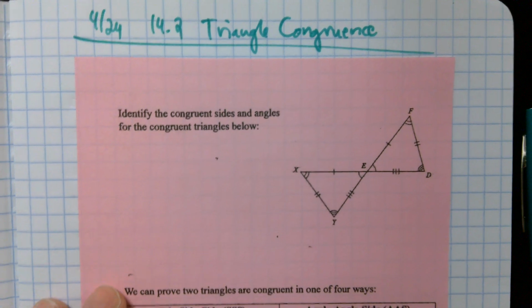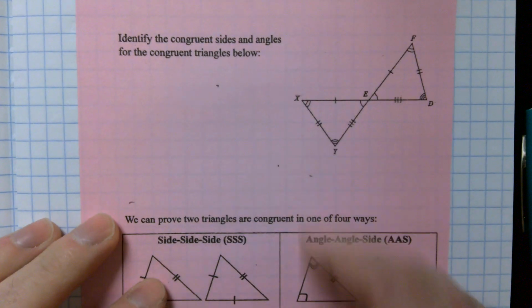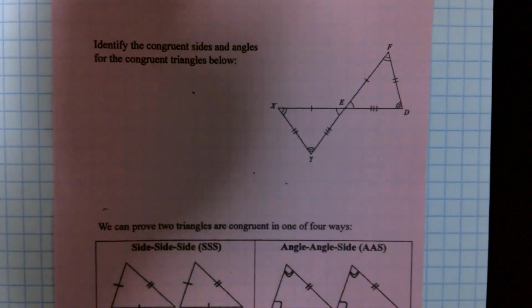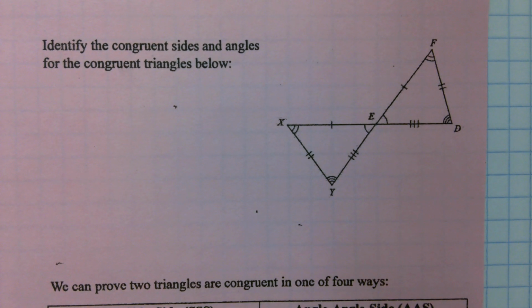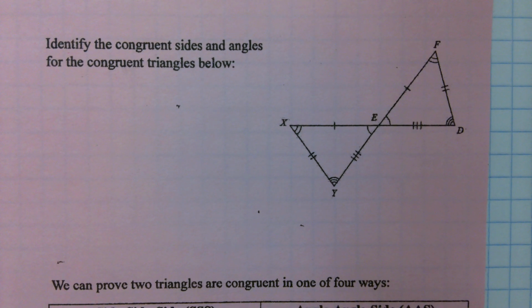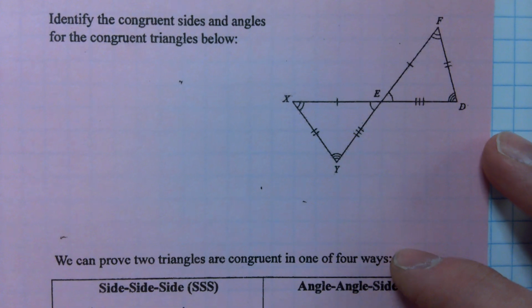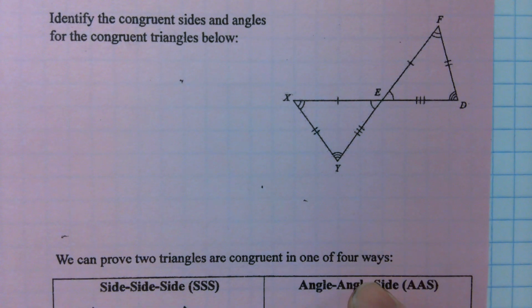Does that make sense? Okay. So we've got a super labeled up image here with two triangles. We've got triangle EXY and triangle EFD. And we're going to identify the congruent sides and the angles. Then we're going to make a congruency statement about these two triangles. Now it's pretty obvious based on how it's marked up which sides are congruent to which.